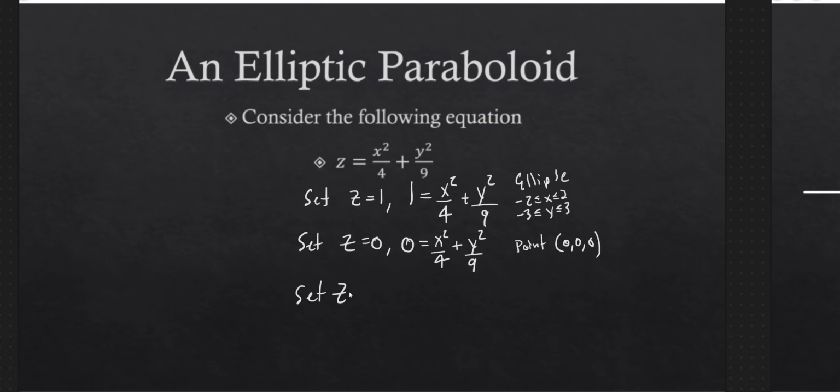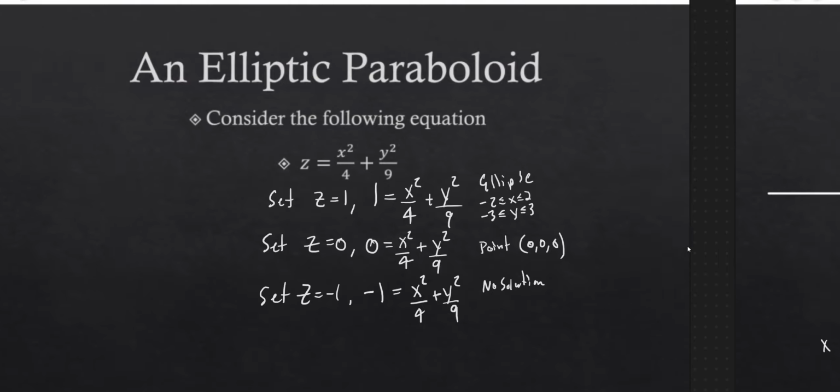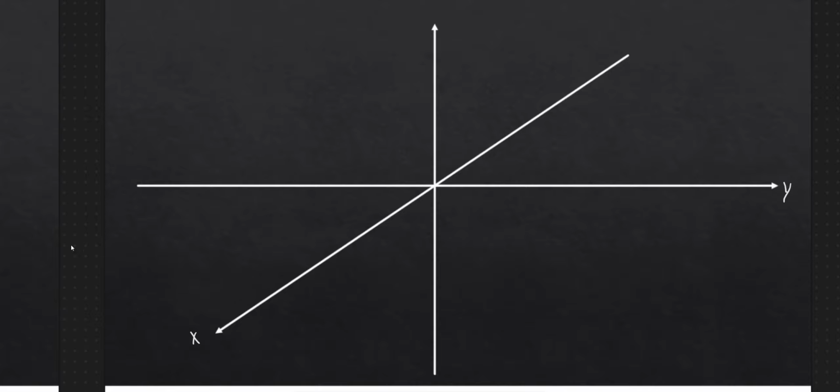Let's find another trace. What about when z is -1? What does my surface look like below the xy plane? Here I'll get -1 equals x squared over 4 plus y squared over 9. I've already talked about this: x squared is non-negative, y squared is non-negative, so how could I possibly get a negative? There is no solution to this equation, and hence there is no trace at z equals -1. So when I'm graphing this, my surface will not go below the xy plane. It'll intersect the xy plane at the point 0, 0, 0, as I said, but there won't be anything below the xy plane.